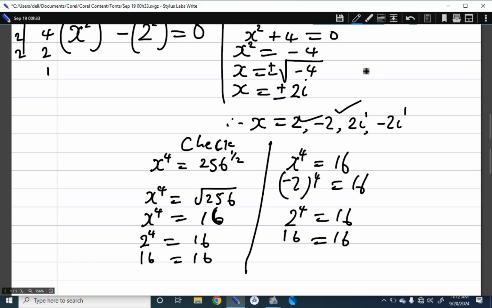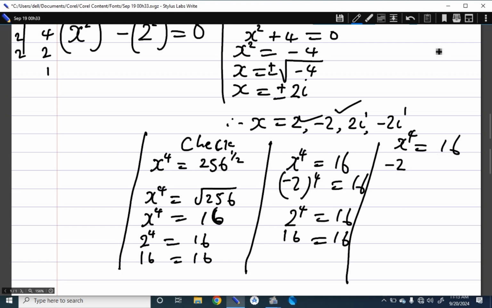So let's check the third one. To check the third one here, I'm having that x raised to power 4 is equal to 16. So we have minus 2, sorry, 2i. Well, let me check minus 2i here. Minus 2i all raised to power 4 is equal to what? 16. Let's check if it is correct. Now, the negative number raised to power 4 is gone, so I'm just left with 2i raised to power 4, which is equal to 16. Let's check: 2 raised to power 4 is 16.